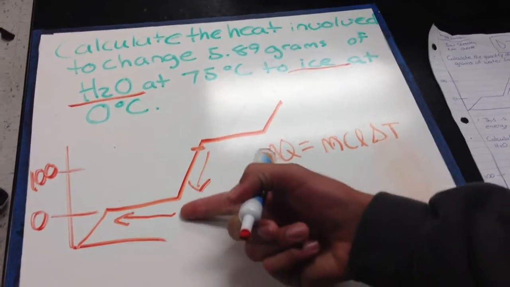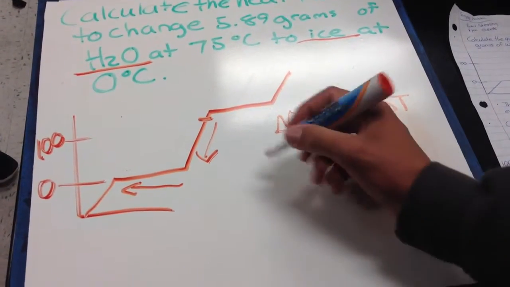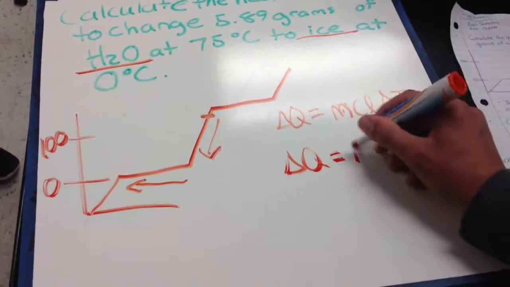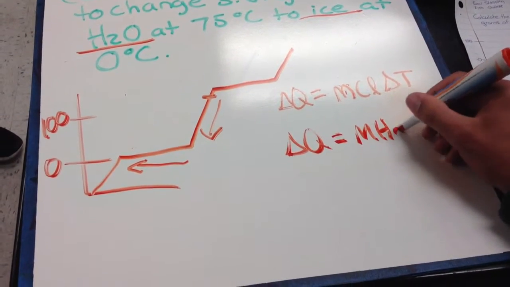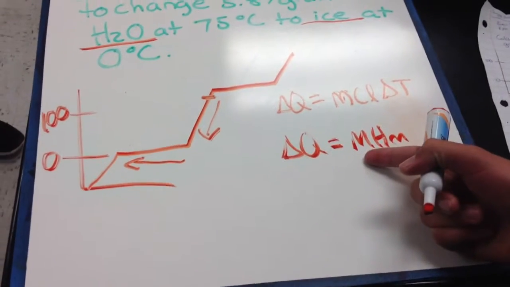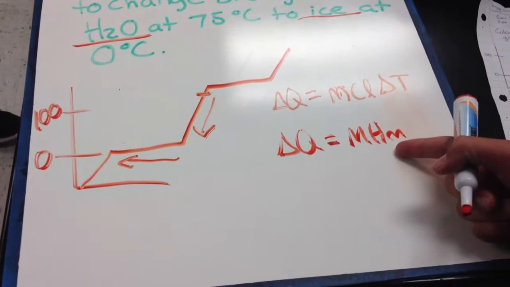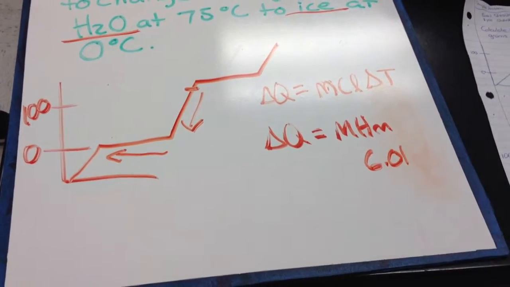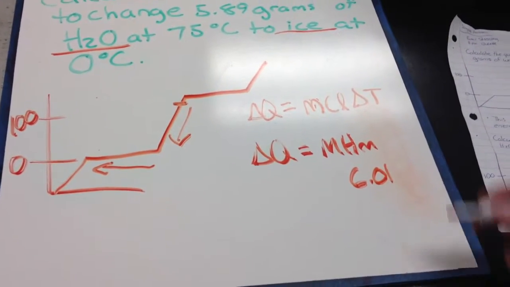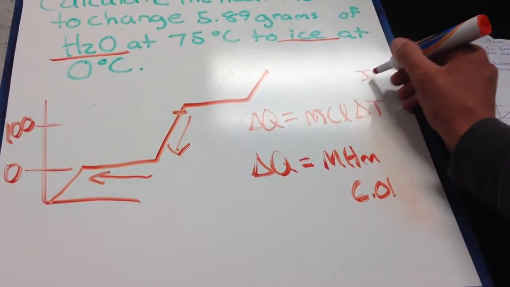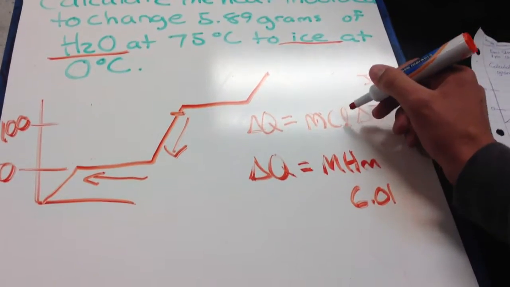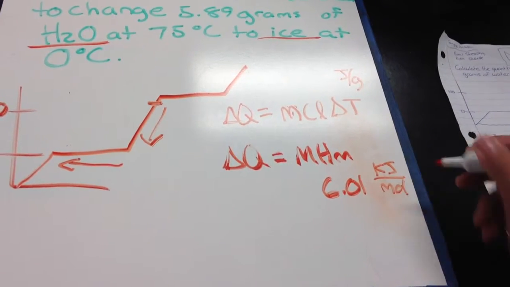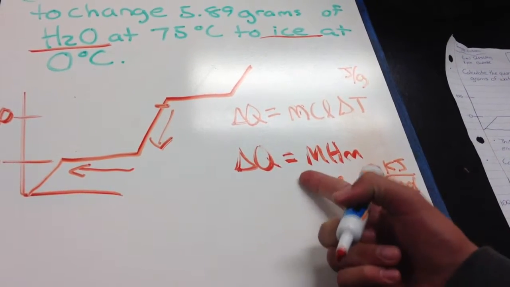But now we have a new equation. This equation can be written as delta Q equals M HM. M is simply mass once again, and HM we are given as 6.01. But this one has different units. Instead of having joules over grams like this one, we have kilojoules over moles. So let's work with this equation first.